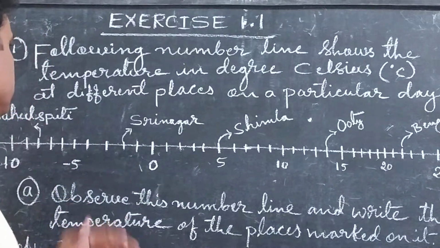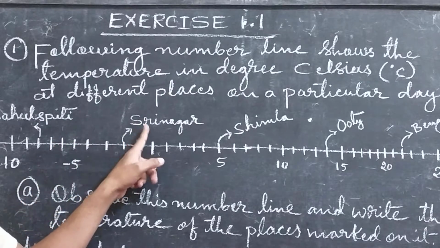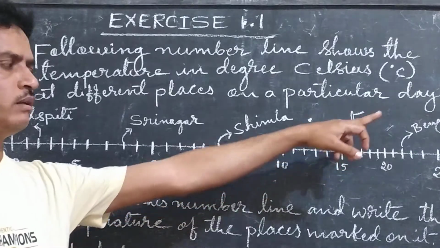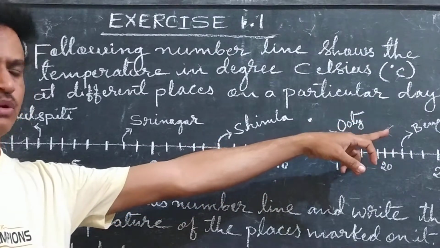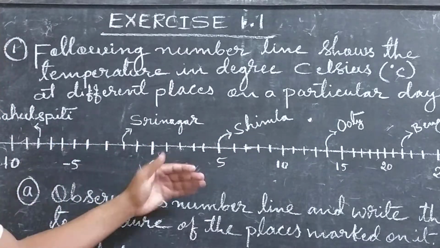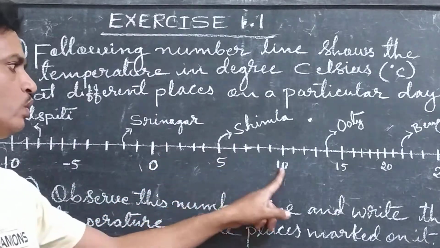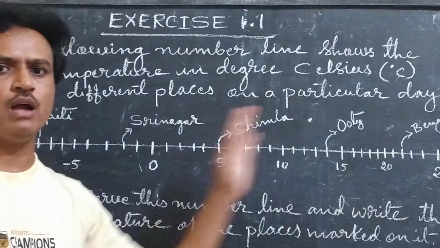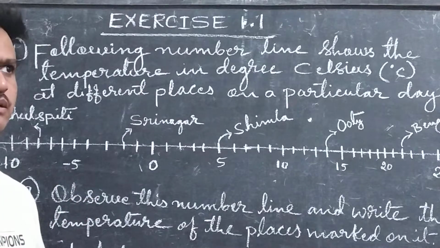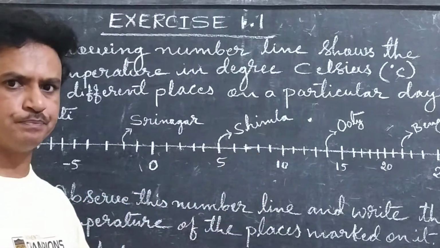Now here are the given places. First one is Lahaul Spiti. Second one is Srinagar. Then Simla, Ooty, then Bengaluru. Here a total of 5 places are given. On this number line, the numbers given are 0, then 5, 10, 15, 20, 25 on the right-hand side, then on the left-hand side minus 5, minus 10. You know that the left side of 0 has all negative numbers and the right side of 0 has all positive numbers.